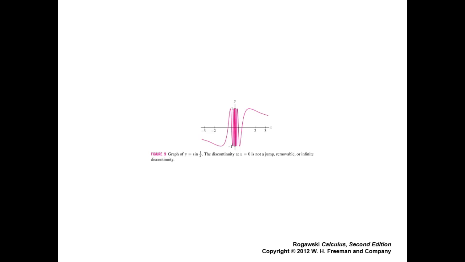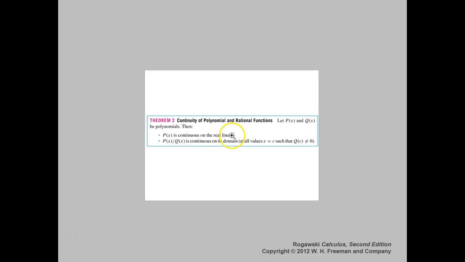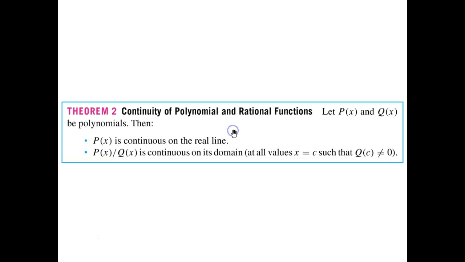This is a discontinuity, but it's not a removable, it's not a jump, and it's not an infinite. Okay? It's brought about by the inner part of it being infinite, but the discontinuity itself is not infinite. Okay. That leads then to Theorem 2. The book again goes to Theorem 2. All right.